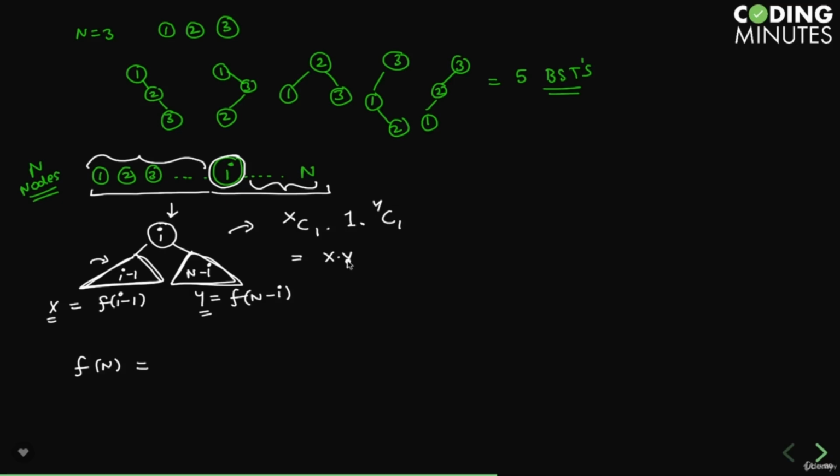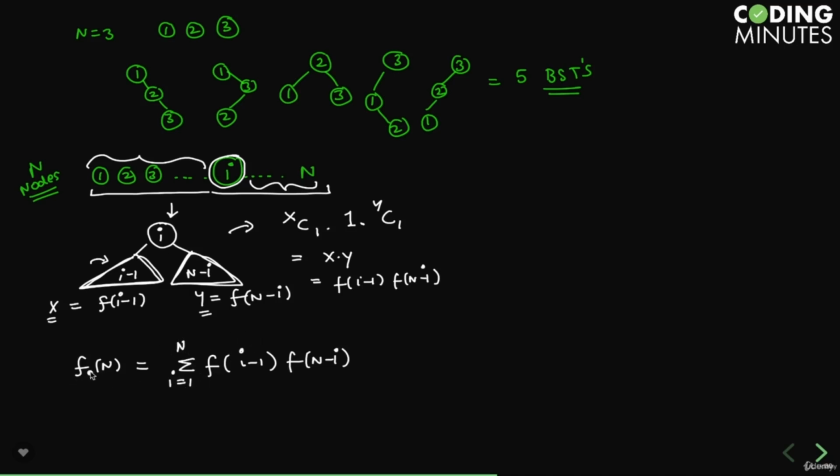So for n nodes, with the ith node as a root node, this answer is going to be nothing but, what is x? x is f of i minus 1, and what is y? It is f of n minus i. And this is going to be the summation of f of i minus 1 into f of n minus i for all the nodes starting from 1 as a root node till n as a root node.